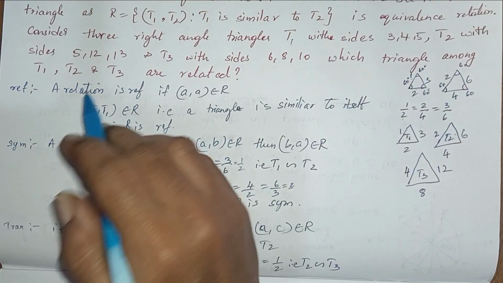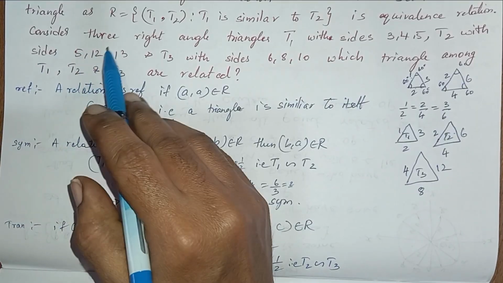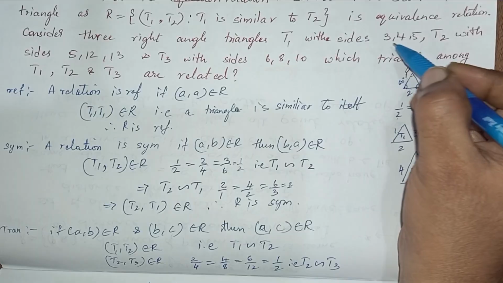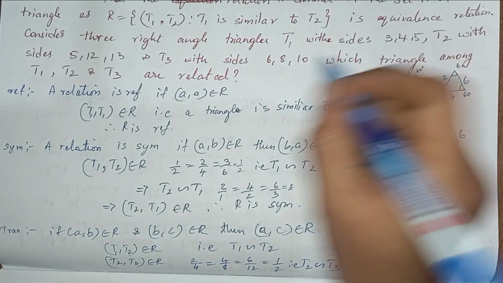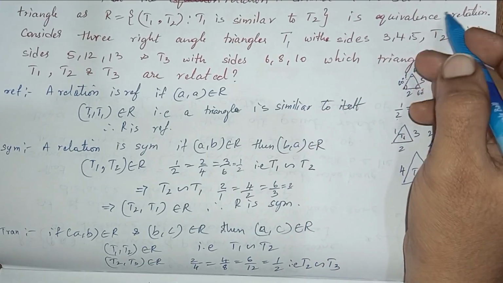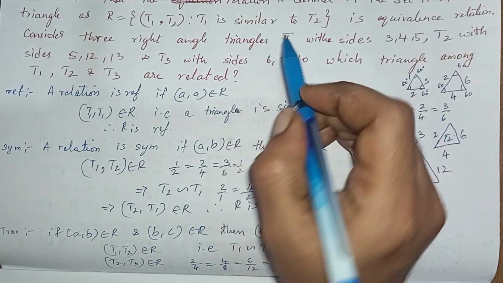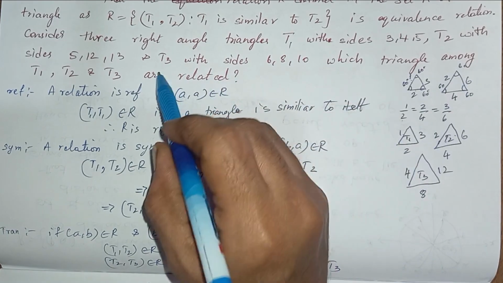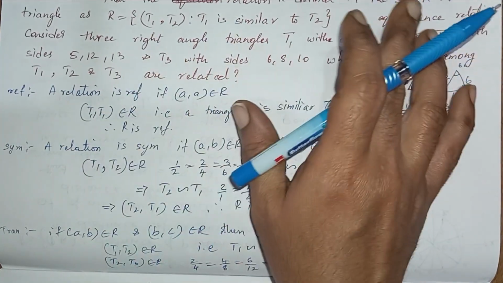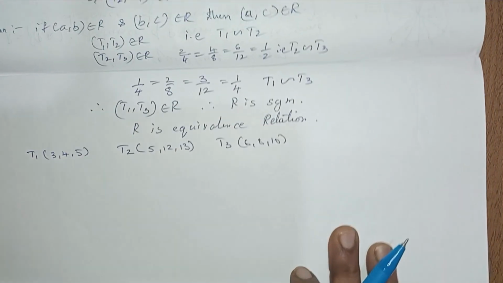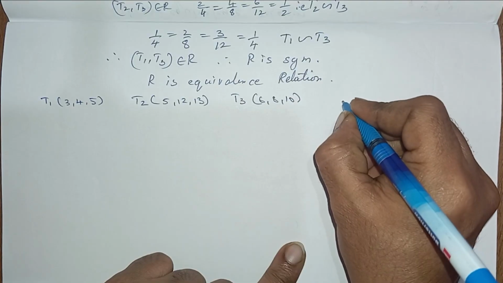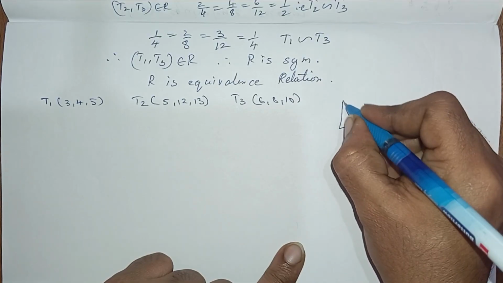Okay, now let's see the next part of the question. Here they have given us three right angled triangles: T1 with the sides 3, 4 and 5, T2 with the sides 5, 12 and 13, and T3 with the sides 6 and 8. We have to check which is related, whether T1 is related to T2, or T2 is related to T3, or T1 is related to T3. So let's write. We know that they have given it as right angle triangles. So I am going to write three right angle triangles.